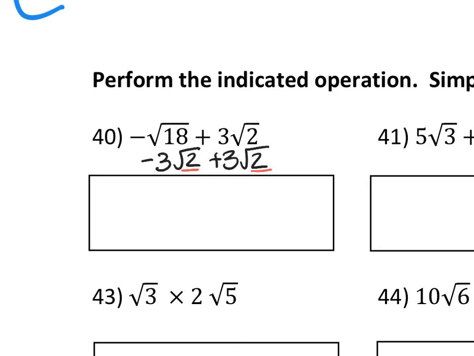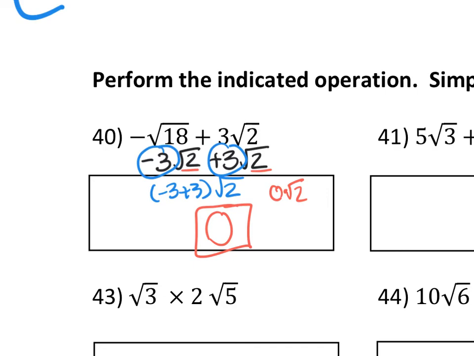Now when we add square roots, we only add the numbers out in front. So negative 3 plus 3, and the square root of 2 just comes along for the ride. So we have negative 3 plus 3, which is 0 square root 2, and that is multiplication that's happening there. And 0 times anything is just going to be equal to 0. So 0 is your final answer.